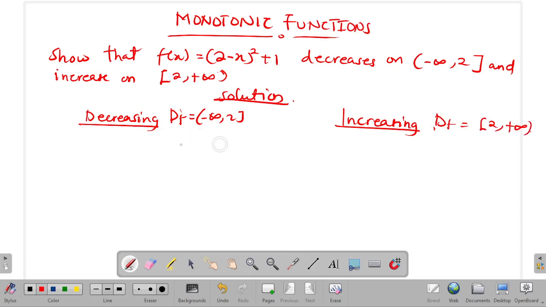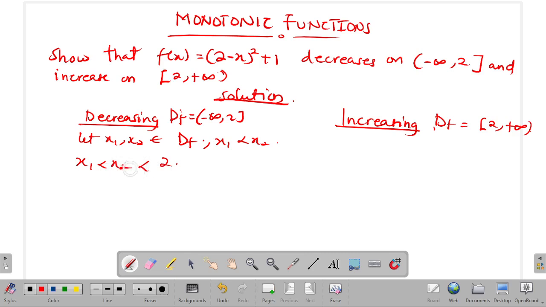So what are you going to do? The first step in solving any monotonic function problem is to select two random numbers from our domain. So you say let x1 and x2 be members of our domain D f, where x1 is less than x2. This is a preamble before you start. In our domain, the highest number is 2 and the smallest is negative infinity. But since the highest number is 2, we can clearly say that x1 will be less than x2, as you have assumed, and it will be less than the highest number, 2.